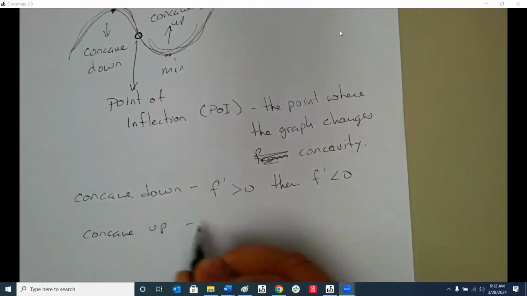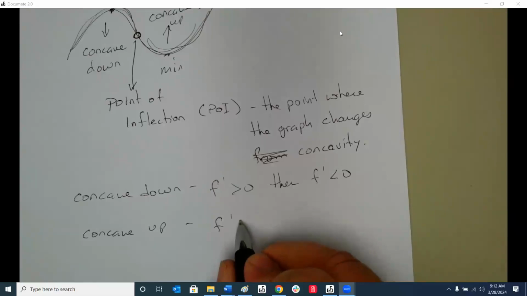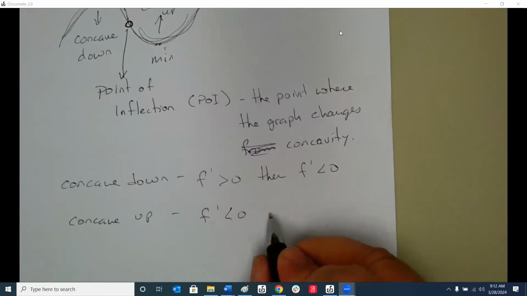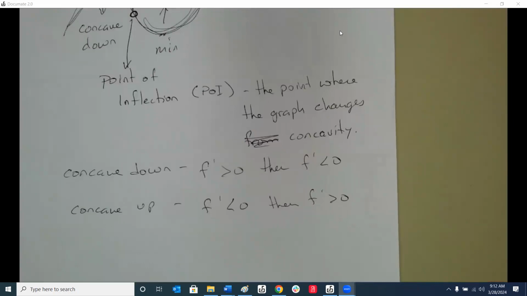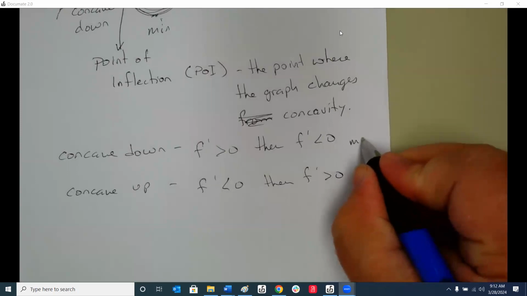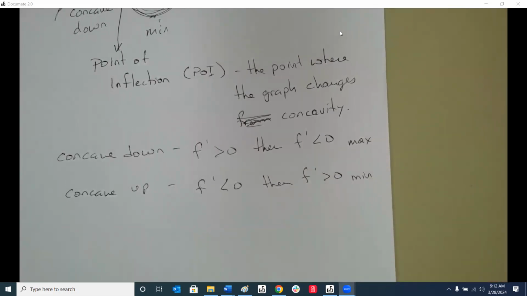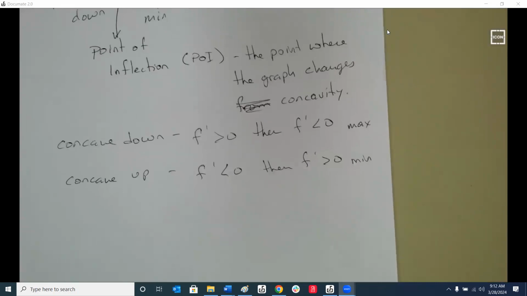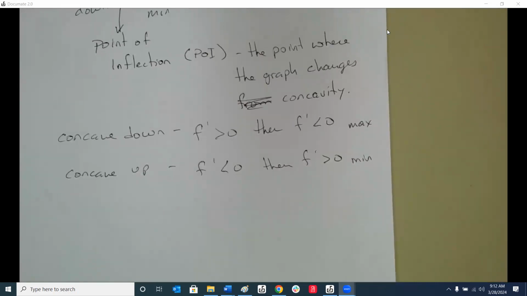It's concave up if we go from negative, then it changes to positive. Then we have a minimum. So that's what the first derivative is telling us. It's the change of the curve. There's a slope.